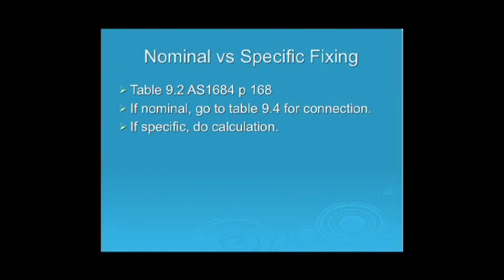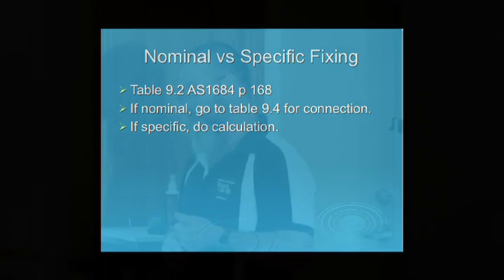If it is a nominal fixing, that means there's really no load there, no uplift load. So all we do is go to a specific set of tables and just grab a connection from there, which I'll deal with in a minute. If it's specific fixings, then you need to go and do an actual calculation for that connection and work it out.